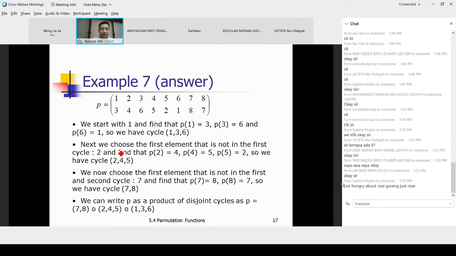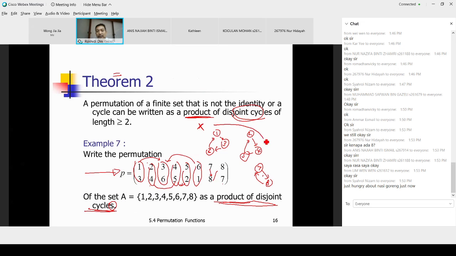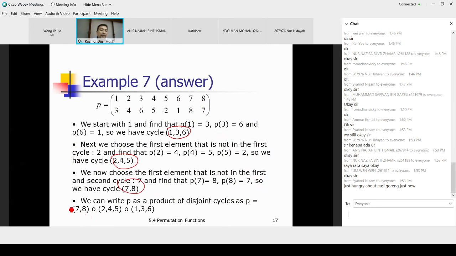So we start with the first cycle, second cycle, and third cycle. How do we represent all the cycles in the permutation function? We represent it as P = (7 8)(2 4 5)(1 3 6). So we write it in this representation: P, first cycle, second cycle, and third cycle.